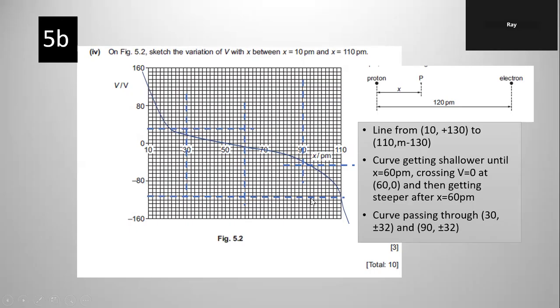After x equals 60, curve passing through 30. This point at 30, 32. And then 90, 32 also. Right? 30 from here and then 30 from here, the same, symmetrical. So 32 is 4 square lor.